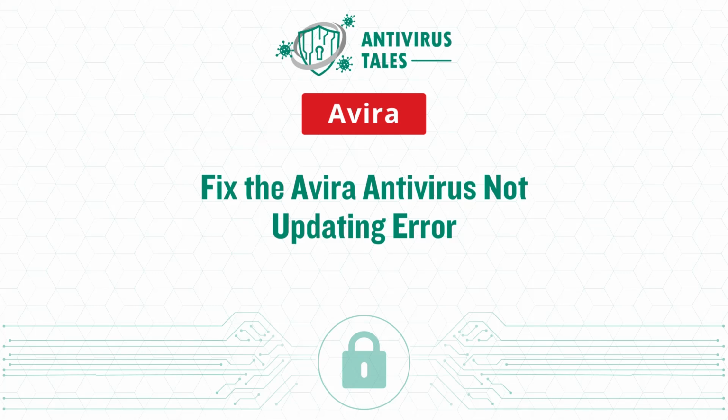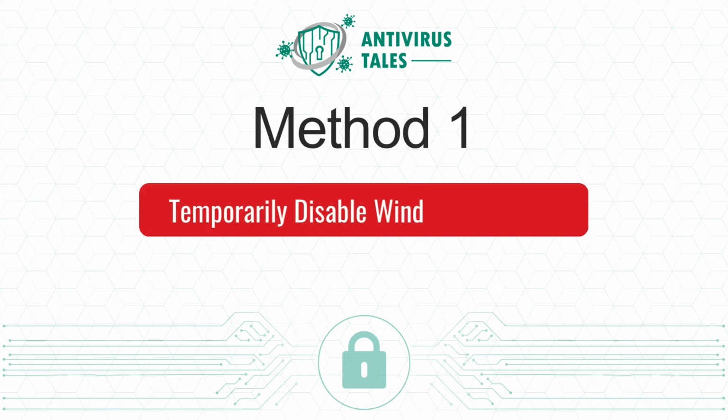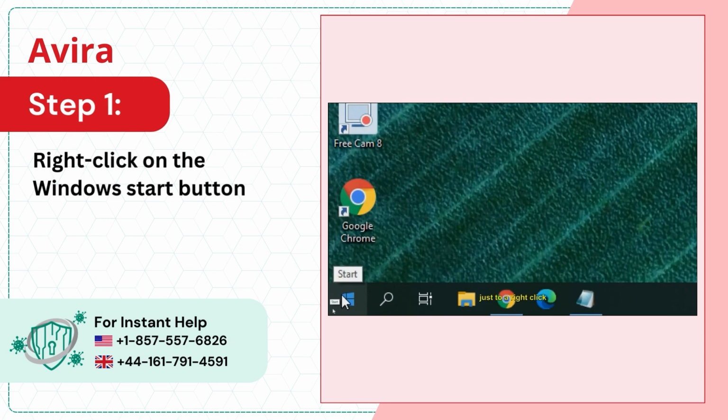Fix the Avira Antivirus not updating error. For quick solutions. Method 1. Temporarily disable Windows Defender. Step 1. Right-click on the Windows Start button and go to Settings.